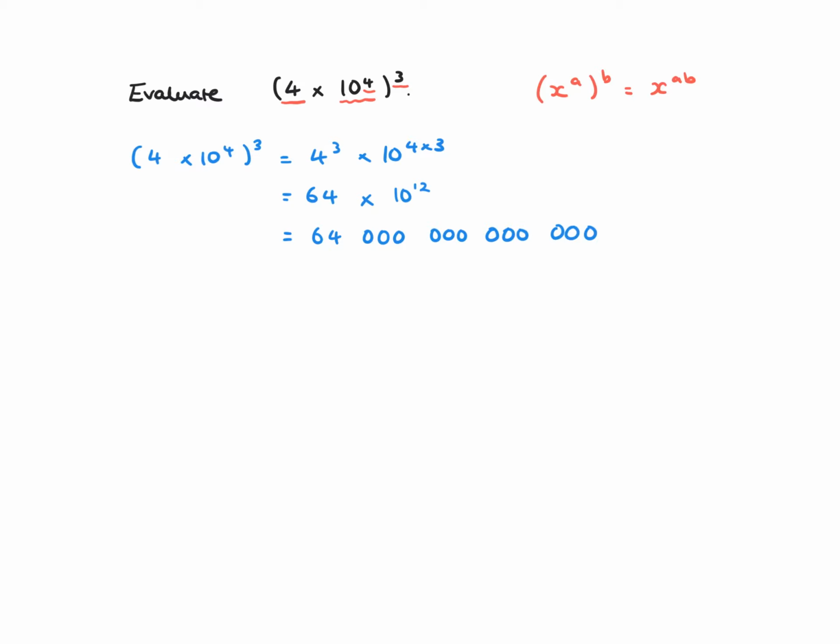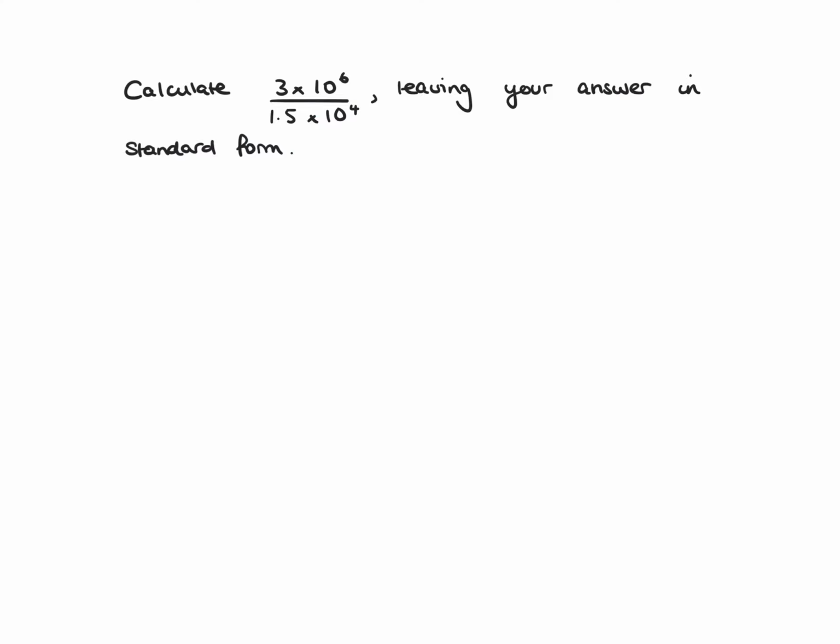Let's now have a look at how we might apply this idea to dividing numbers written in standard form. We're now going to calculate 3 times 10 to the 6th power over 1.5 times 10 to the 4th power, and this is asking us to leave our answer in standard form.